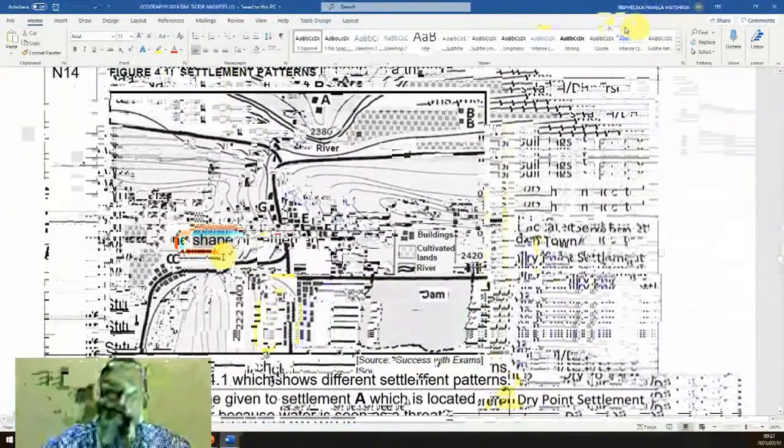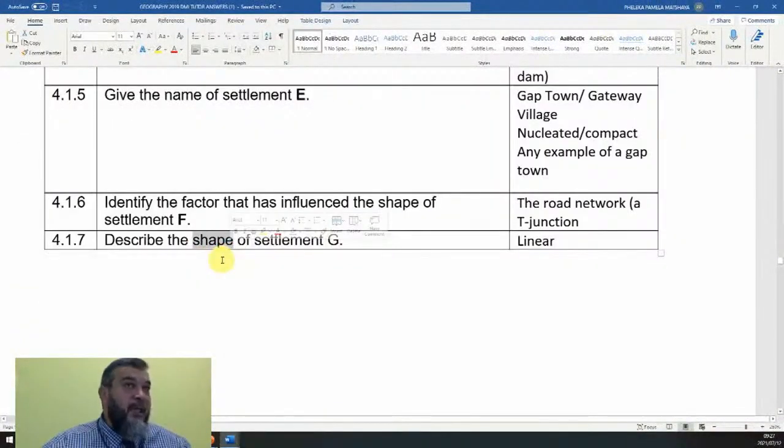The shape. Now, people, when they ask for shape, as hulle vra vir patroon, then they are speaking about, is it linear? Is it a crossroads village? This patroon, is it linear? Is it round? And pattern refers to nucleated or dispersed.